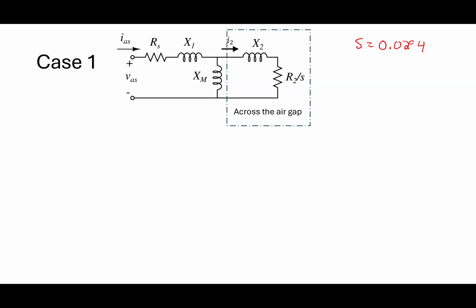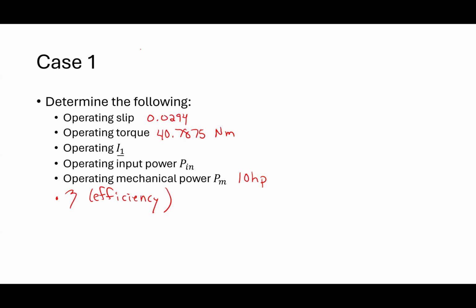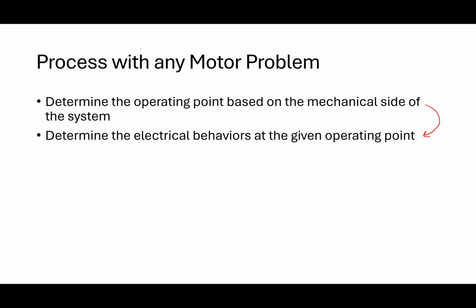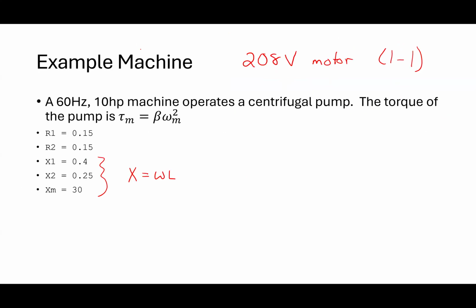So what did I say? 0.0294. And I've got a voltage source connected to this thing. So what's the voltage source that I connect up to it? VAS. It's line to line, 208 volts. So VAS would be 208 divided by square root of 3. I can get picky about the numbers, but it's basically 120. That's a common voltage.